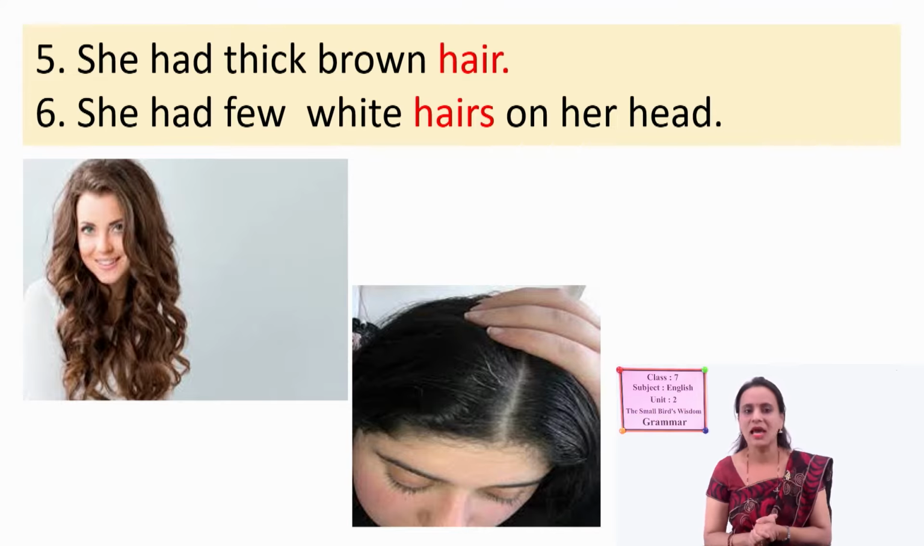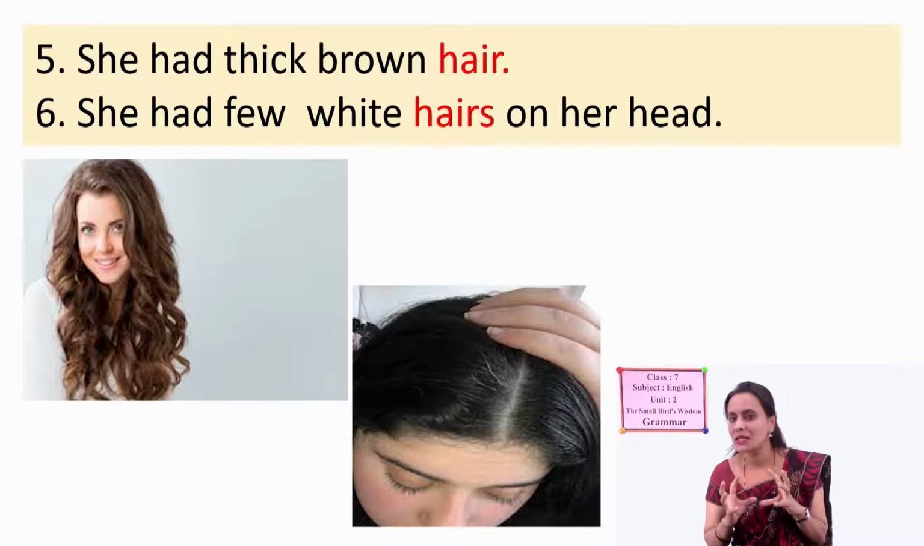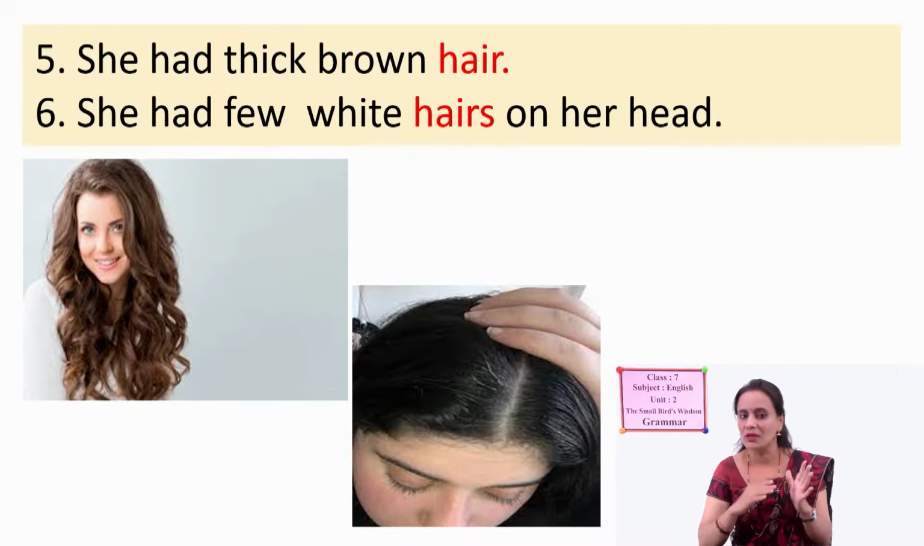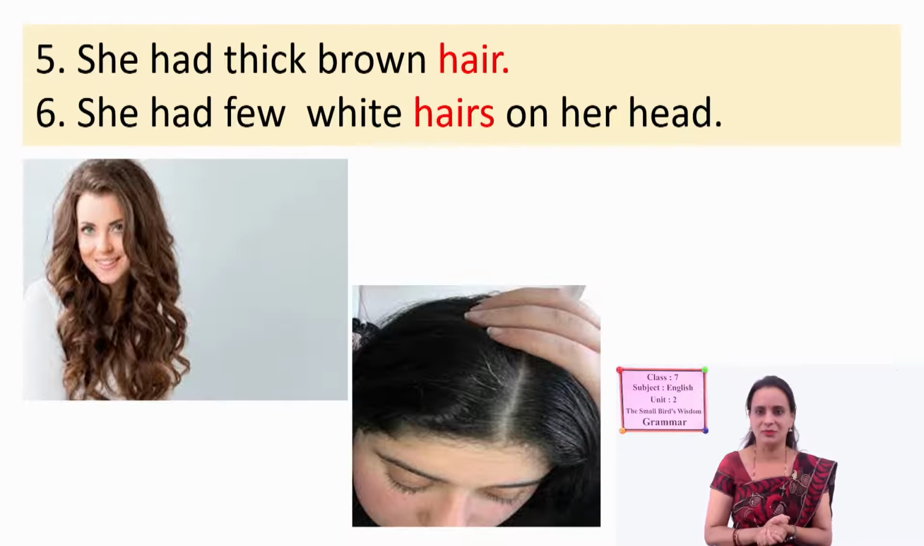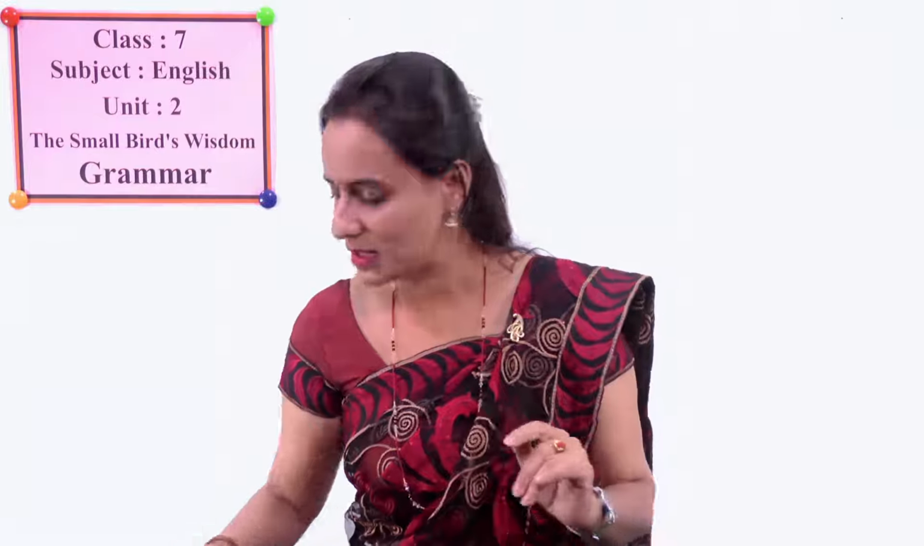In number 5, she had thick brown hair. It is used as what? It is used as uncountable noun, isn't it? And in the second one, number 6, it is used as countable noun. Very good, my dear students.